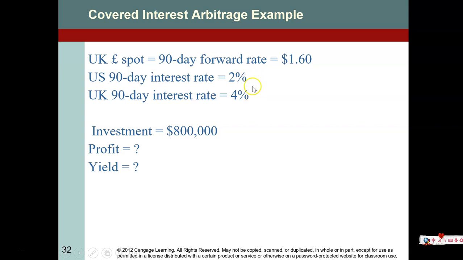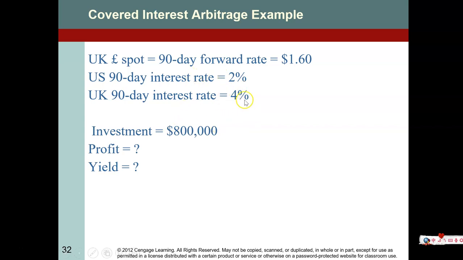Okay, so we see there's a difference in the interest rate between the two countries, US and UK. We have 800,000 capital in hand, in US dollars. If you invest this capital domestically in the US, you would have a 2% interest rate. However, if you exchange your US dollars to UK pounds and invest in the UK instead, you would have a higher interest rate of 4%. You would probably earn more by investing in the foreign country, the UK.